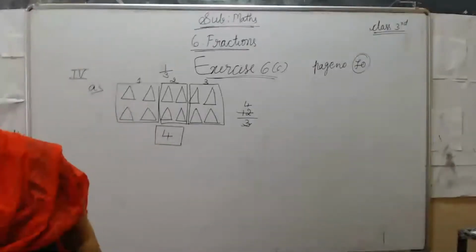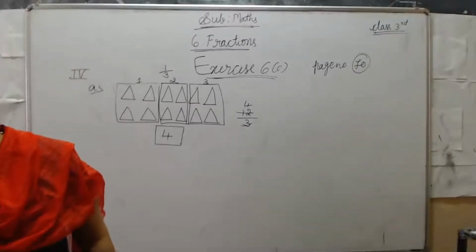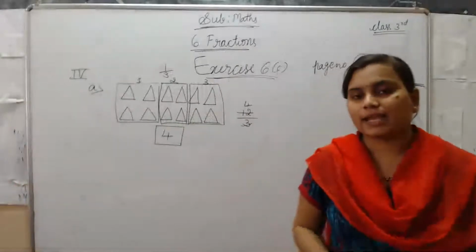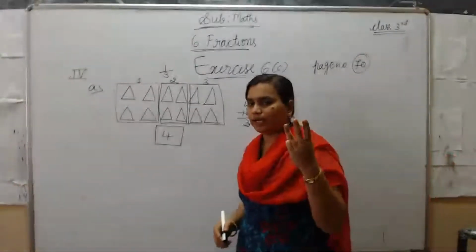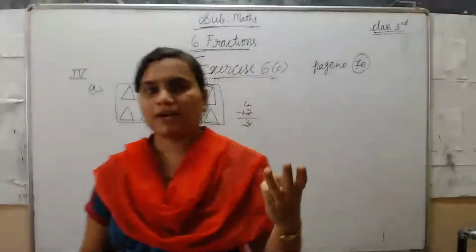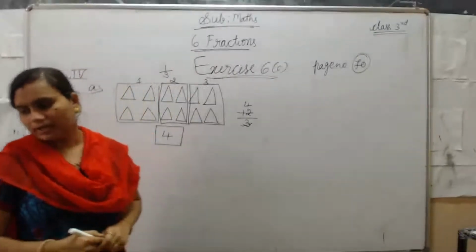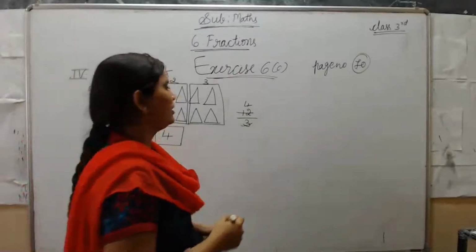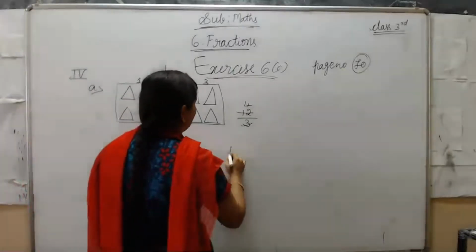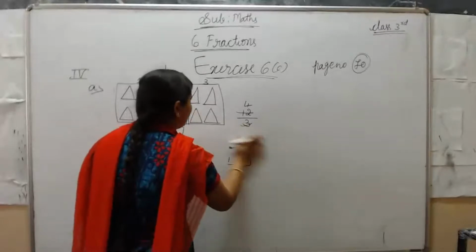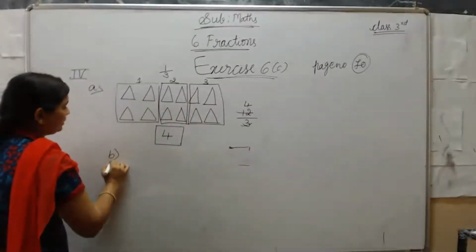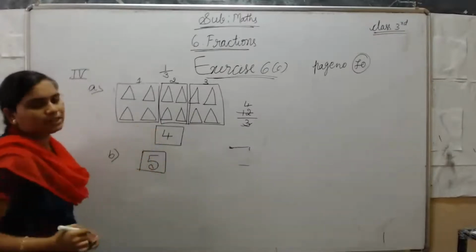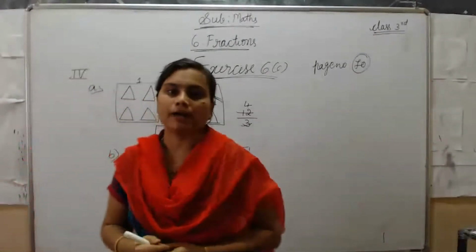Next in this B1, 15 squares are given. It can be divided into 3 equal parts, meaning 3 fives are 15. We get 5 squares in each part. B1 answer is 5. We get 5 objects in each part.